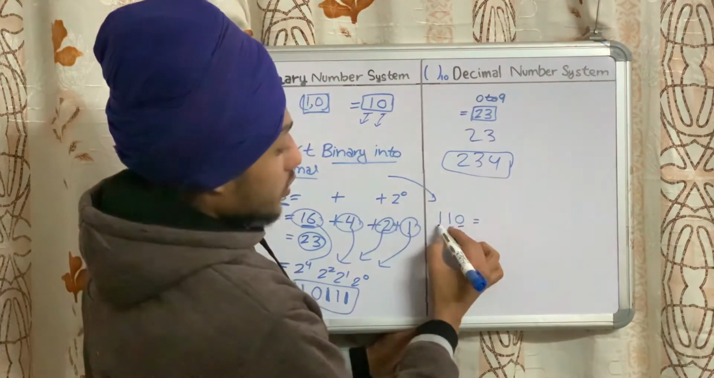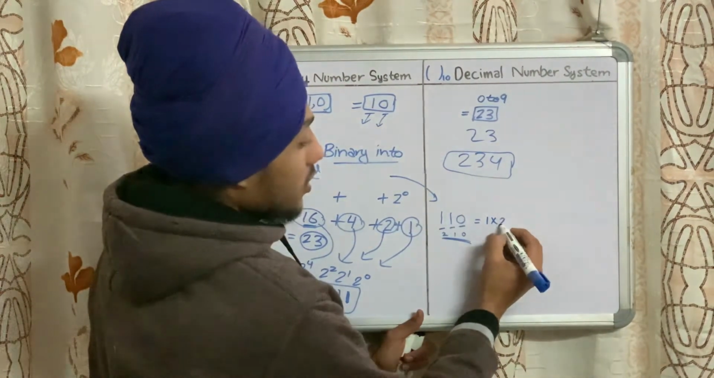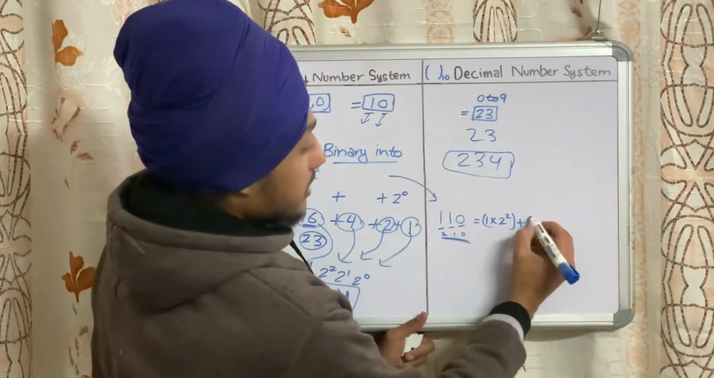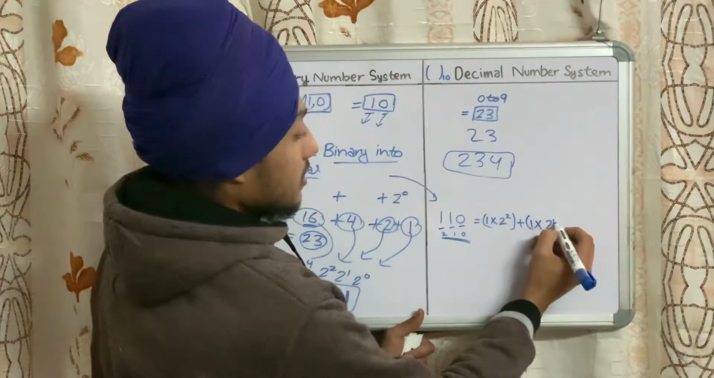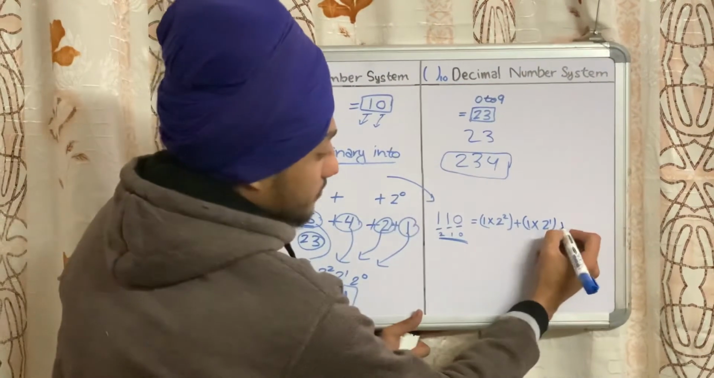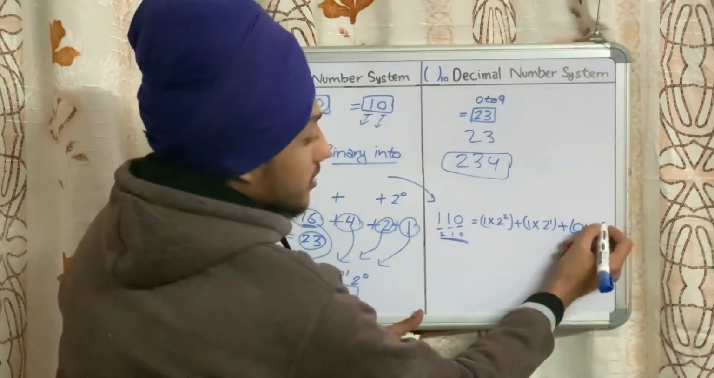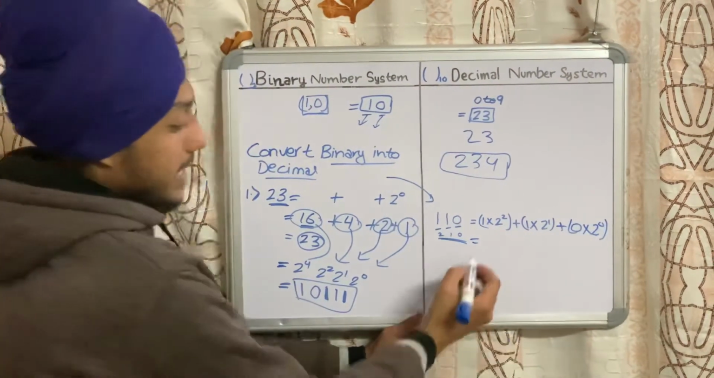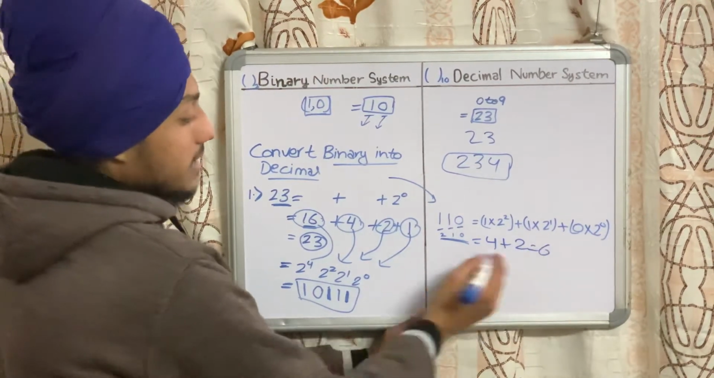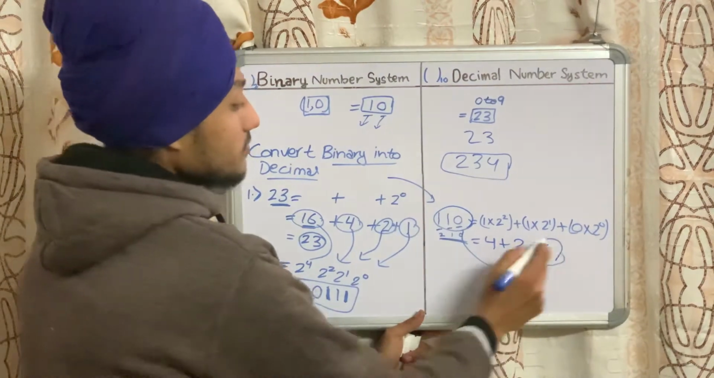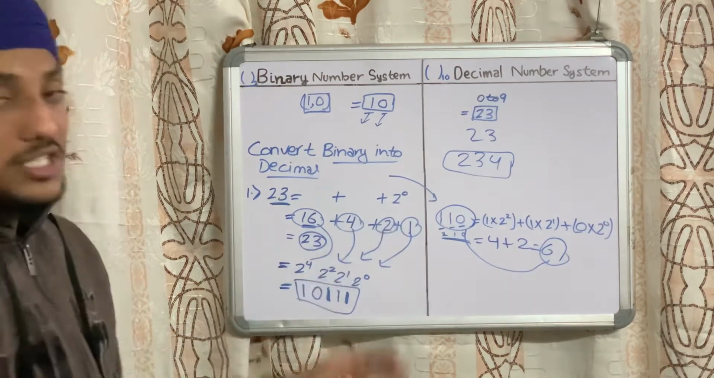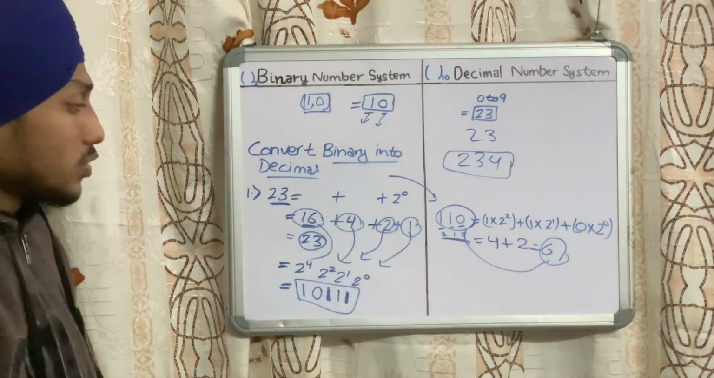First of all, from the left-hand side we take 1 into 2 raised to power 2. Then we add 1 into 2 raised to power 1, because its place is the 1st place, and we start from 0. Then this is multiplied with 2 raised to power 0, so this will be cancelled out, and we are left with 4 plus 2, which is 6. So the decimal value of it is 6. The compiler in the computer actually converts the binary system to the decimal system. So this is going to be the case in computers.